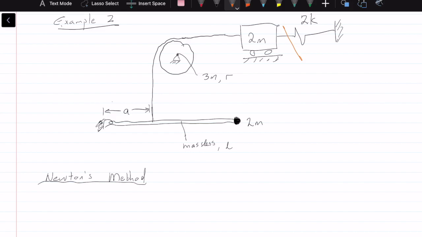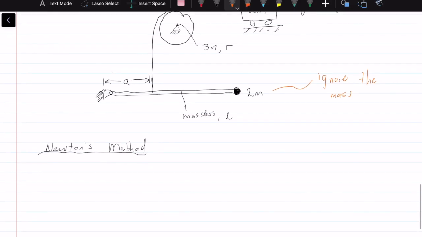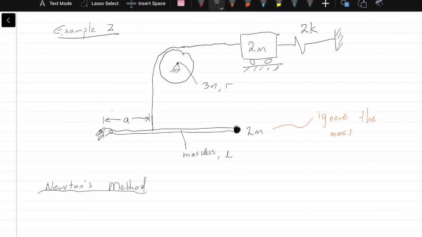will this mass fall? Well, everything's connected, so yes, if I cut the spring, the mass is going to fall that way, it's going to move down. So this mass is in static equilibrium, and so when we do Newton's method, we can ignore the mass when we do the sum of the moments. The next thing that we need to do is to draw some free body diagrams.